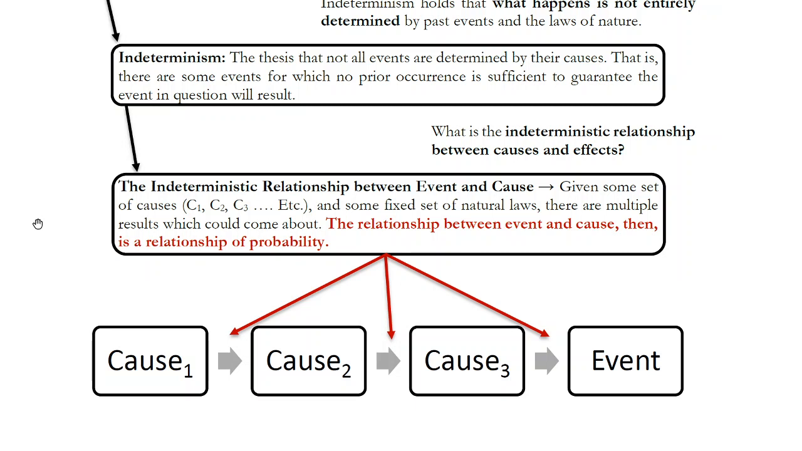Given what has happened in the past, and given the laws of nature that are in place in the universe, there are multiple outcomes that could occur, and we might think each one has some chance of occurring, or some percentage or probability of occurring. And so this is the primary difference between determinism and indeterminism. On determinism, everything is necessitated by its causes. On indeterminism, it's just made probable by its causes.